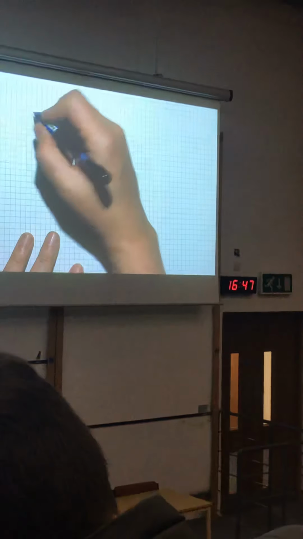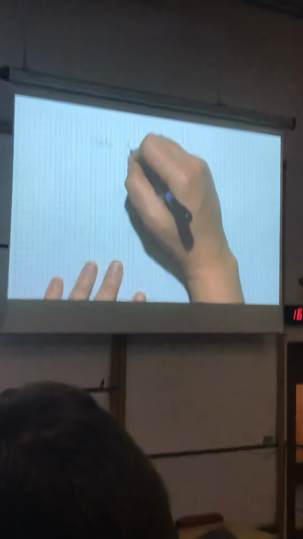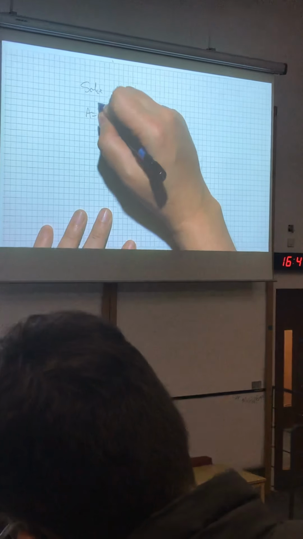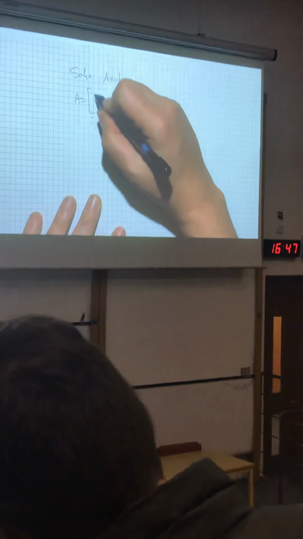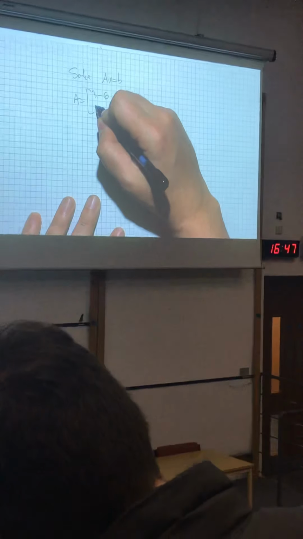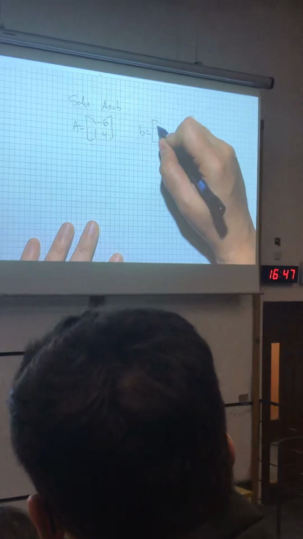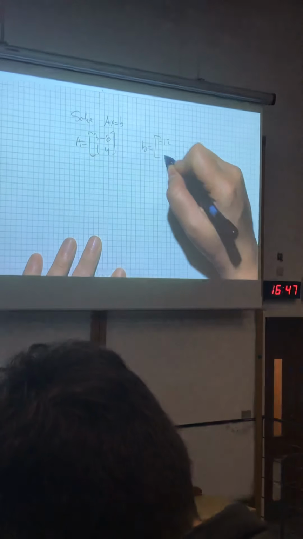So we want to solve Ax equals b, and we've got A equals 3, minus 6, 1, 4, and b equals minus 12, 14.